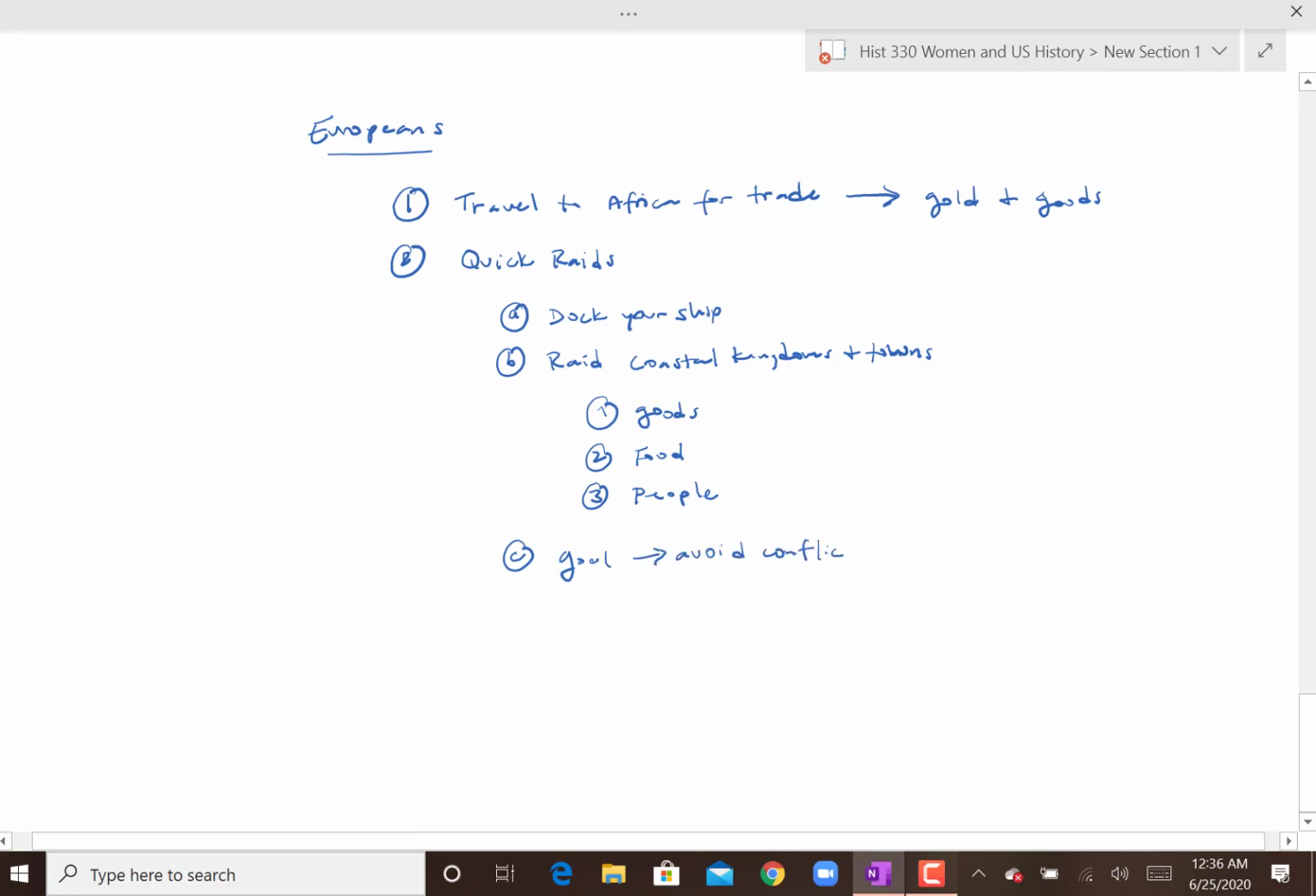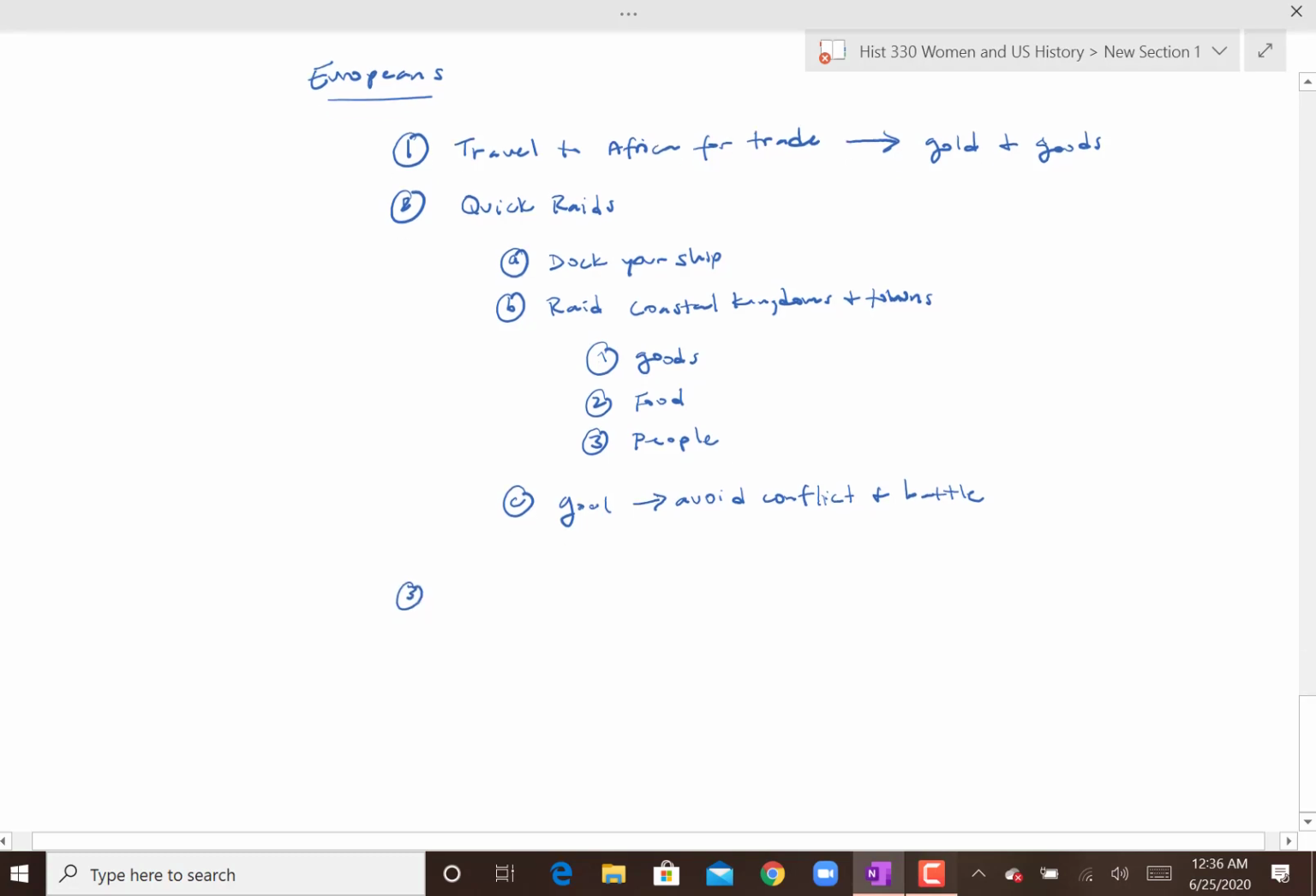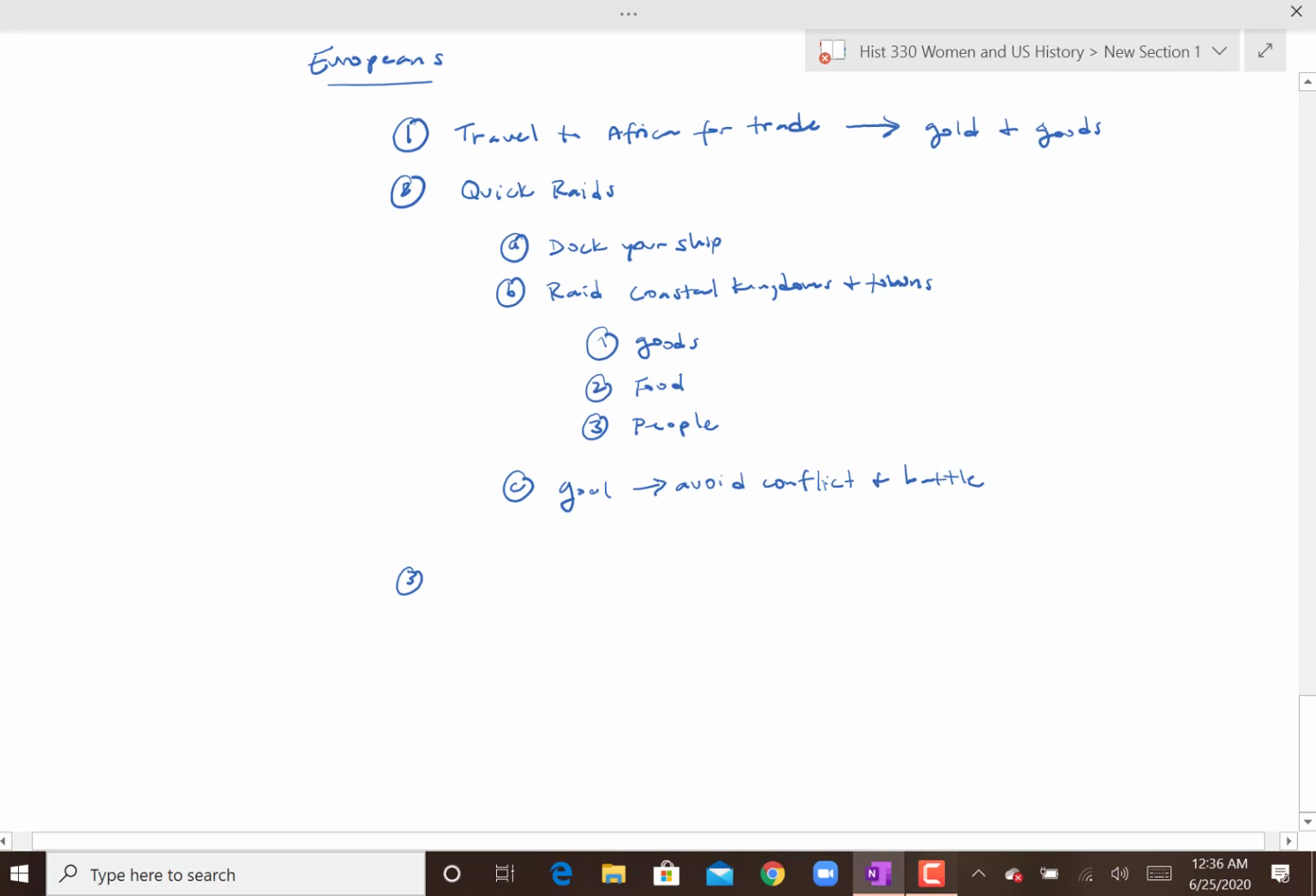I mean, I suppose, right, avoiding conflict would have been to do normal trading. But since they realized that it was cheaper to just steal it, this was what they did initially. And this worked for a while. It worked until it didn't work. So it worked initially. And the people were part of kind of everything else, but it wasn't a slave trade system yet.